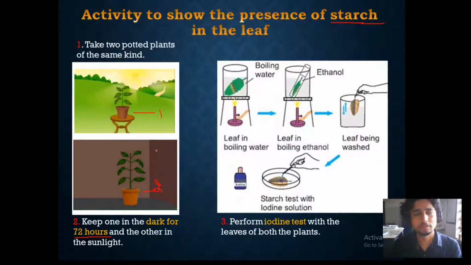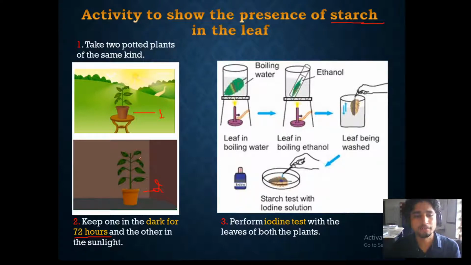By this, you can guess, the one which is present in the sunshine can do photosynthesis because it is getting light energy, it also has carbon dioxide around, and it is getting water. So the plant is able to carry out photosynthesis, and whatever the photosynthesis product is, carbohydrate, it will be stored in the form of starch. So this plant will have more starch.